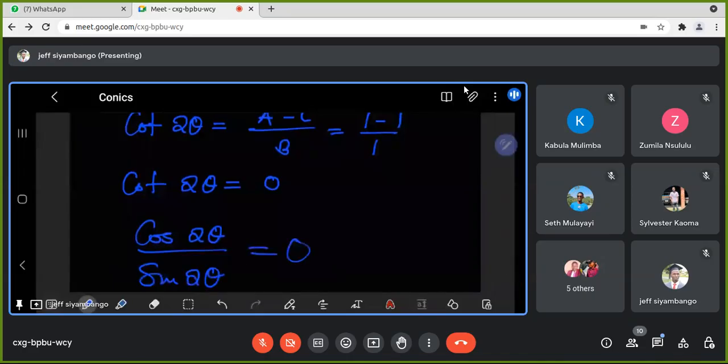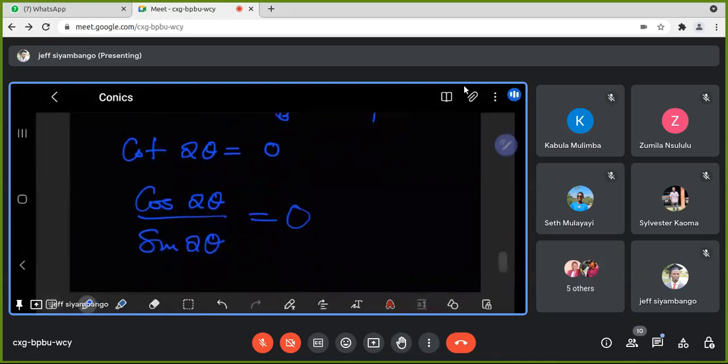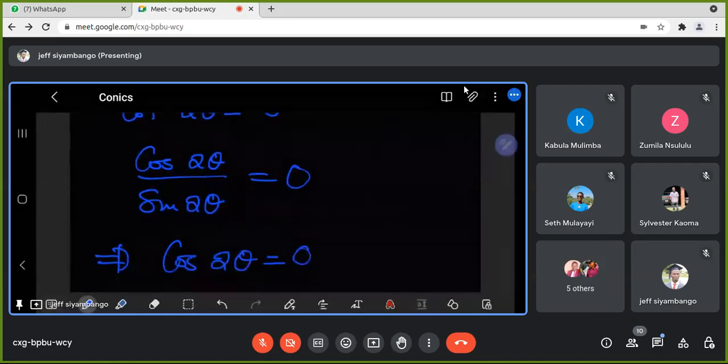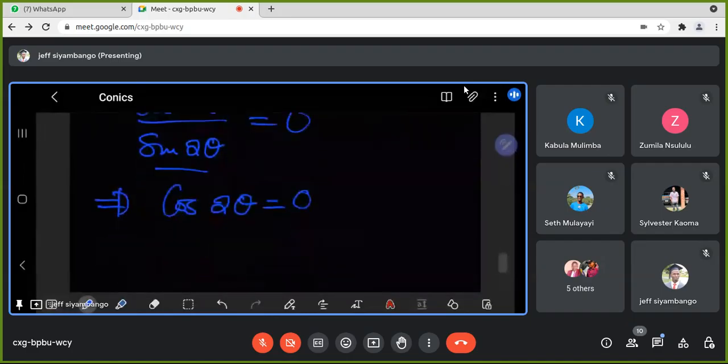For this to give us 0, it implies that cos must be 0. You see, if cos 2 theta is equal to 0, then it won't matter what sine 2 theta is, the solution will always be 0. So in this case, our focus now changes to cos. It's what will help us figure out what theta is.